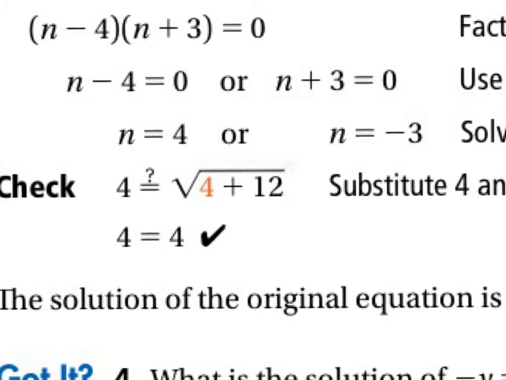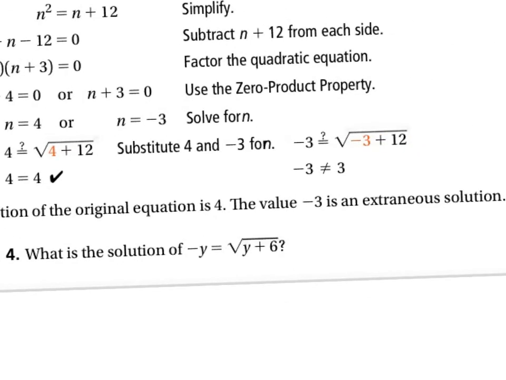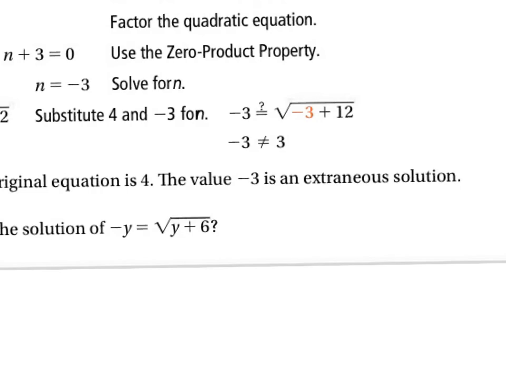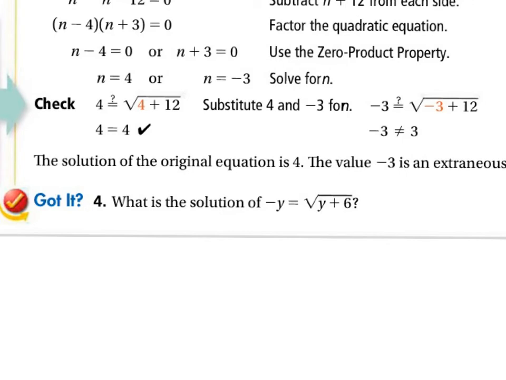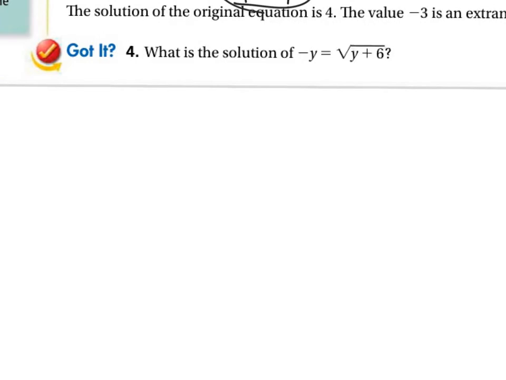So if you substitute those back in the original problem, if you put a 4 in, that works. If you put a negative 3 in, that does not work. So negative 3 is an extraneous solution. So actually the only solution is n equals 4. So let's look at the Got It 4.